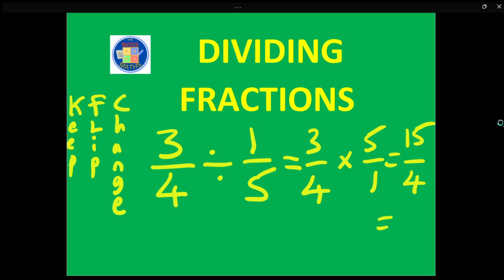As you know, you can't leave a fraction in these terms, so we need to change it back to a mixed fraction. This is an improper fraction. How many 4s go into 15? We have 3, with 3 left over, so 3 3/4 is the answer.